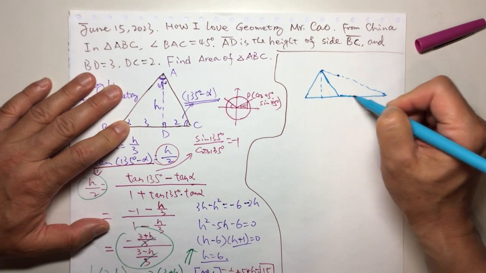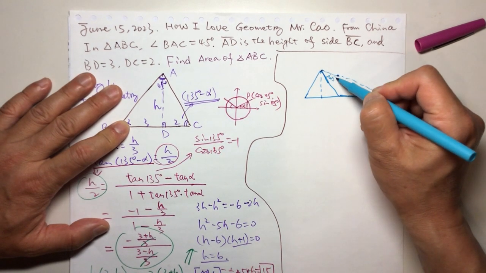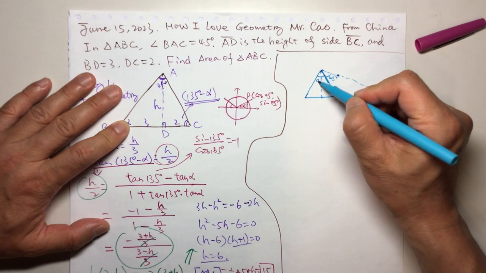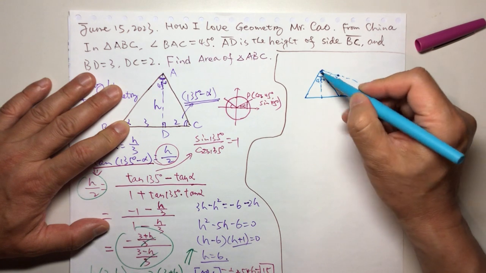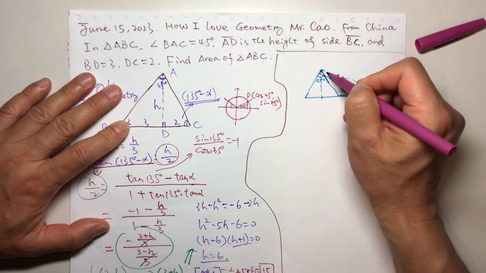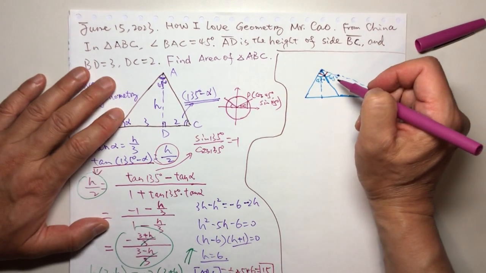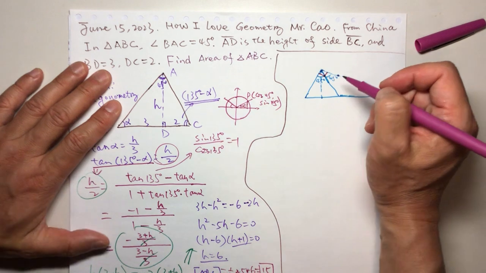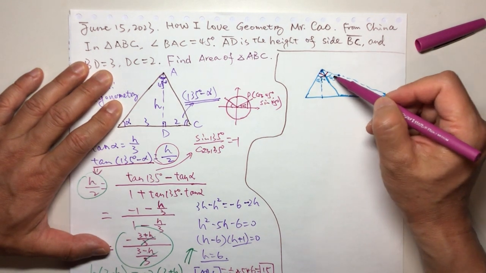I just add another 45 degree angle. Here is the origin 45 degree. And why do I get this one? Because this will be 90 degree. In a right triangle, we have the Pythagorean theorem. And this is 45 degree, 45 degree.